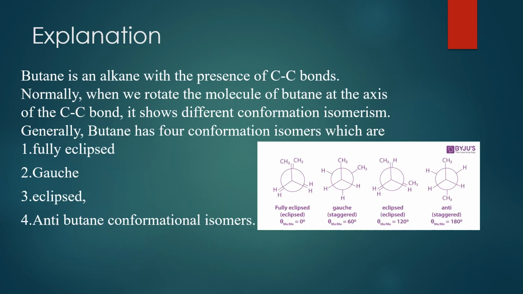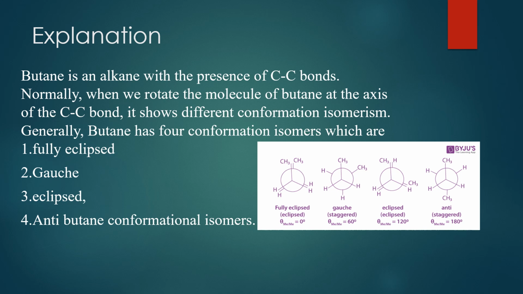Butane is an alkane with the presence of a carbon-carbon single bond. Normally, we rotate the molecule of butane at the axis of the carbon-carbon single bond. It shows different conformational isomerism. Generally, butane has four conformations, which are fully eclipsed, gauche, eclipsed, and anti-butane conformations.